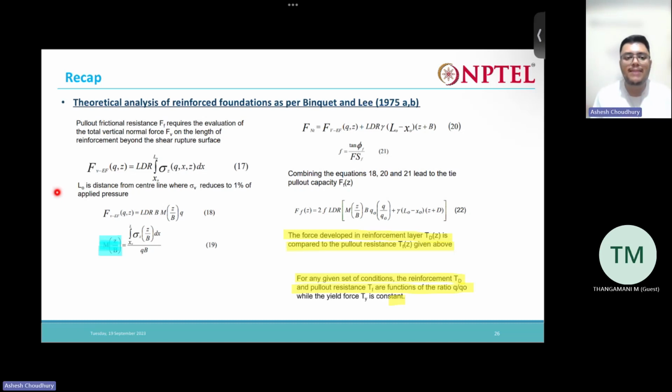Next, here we determine this tie force, the maximum force that is coming into the reinforcement. Now, our next task is to determine the pull-out resistance.